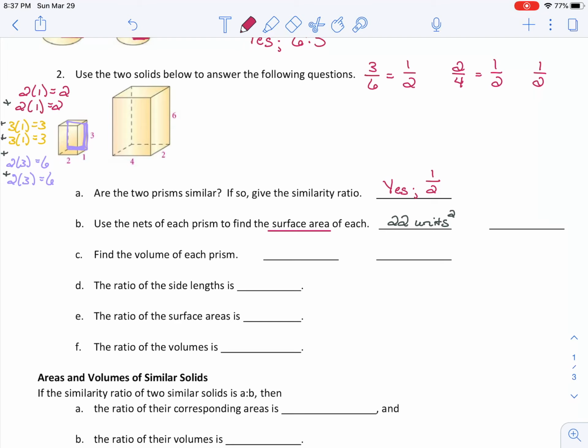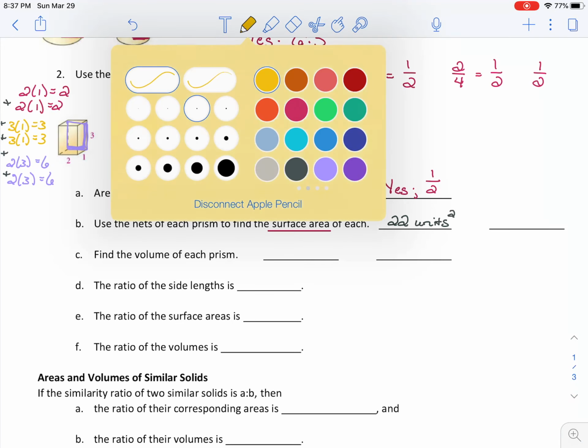Then technically I need to do the exact same process for my other shape. I need to consider the bottom, which is where I start on the other one. The bottom of this thing is a 4 by 2 rectangle, so it has an area of 8. The top is also a 4 by 2 rectangle, so I get another 8.